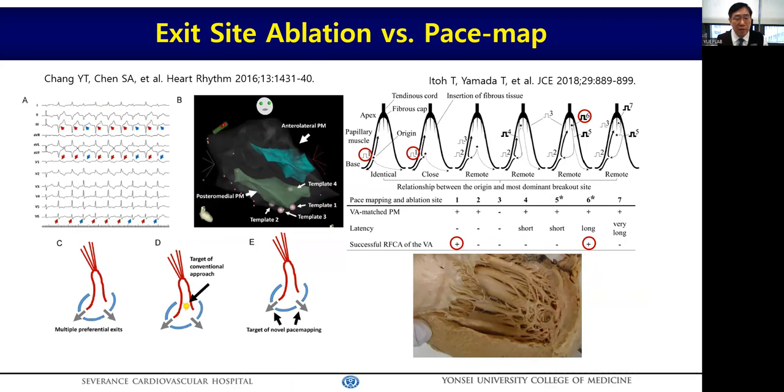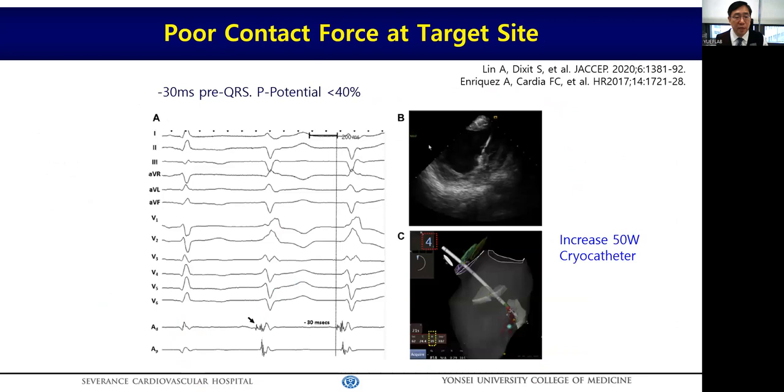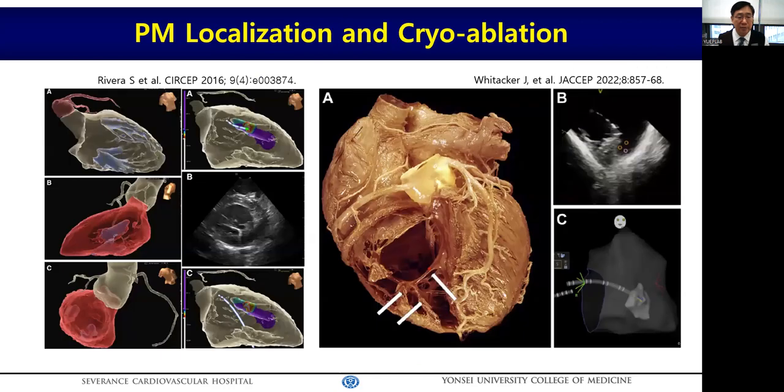If PAP VT originates from the papillary muscle tip or shaft, it can exit to multiple basal sites. And in this paper from the Yamada group, even though the PAP pace map shows a good match, sometimes we cannot eliminate PAP VT because of the papillary muscle shaft's complex and special conduction pattern. In this case, both the activation map and electrogram quality were acceptable, but the contact force was too low. In this situation, you need to make a decision to increase RF power to 50 watts or exchange to a cryocatheter.